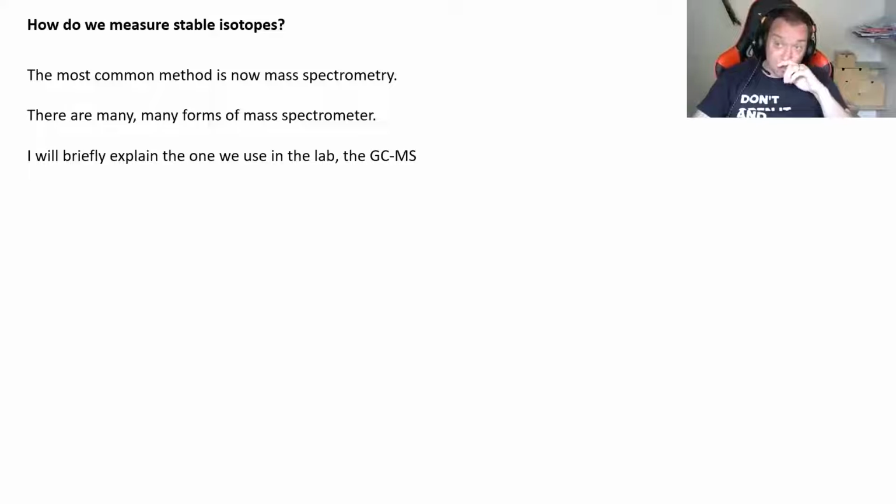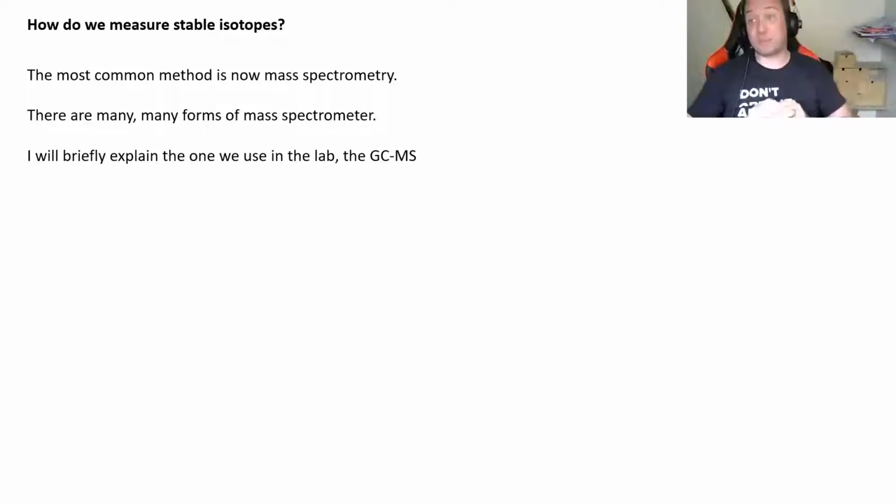So how do we measure them? Well, I would argue that nowadays the most common method for measuring stable isotopes is mass spectrometry. And there are many, many forms of mass spectrometer. I am not going to talk about them because I'm not an expert on them. Someone like Ben or Albert would be way better for that. But I will briefly explain the one we use in our lab, which is a gas chromatography mass spectrometer.